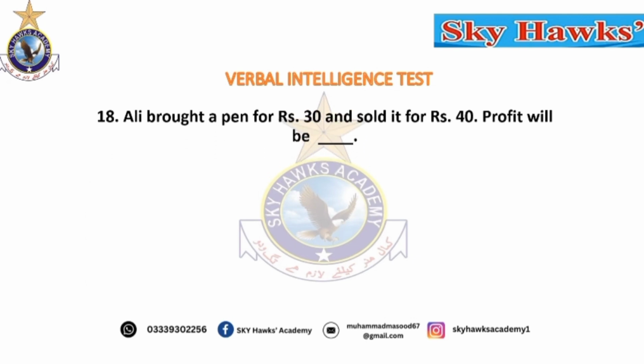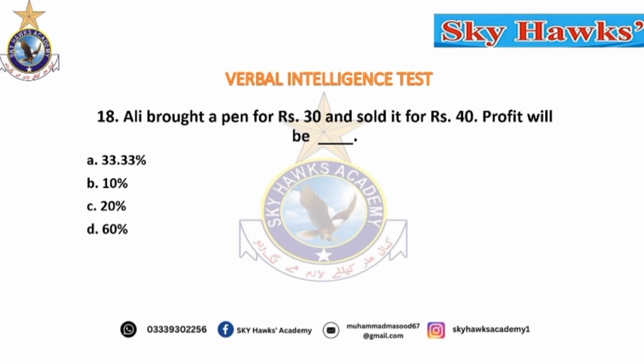Now here is: Ali bought a pen for rupees 30 and sold it for rupees 40. Profit will be? Okay, so these types of questions are about profit. What we have to do is calculate the profit, and the options we have here are 33%, 10%, 20%, and 60%. See, this is going to be a bit tricky, so you have to think carefully. If you have to find the profit in these questions, you have to follow some steps that I'll be telling you.